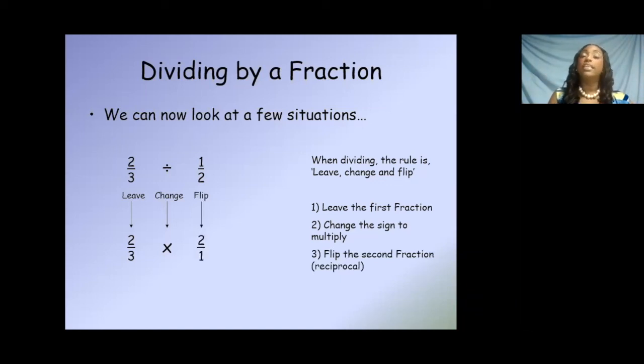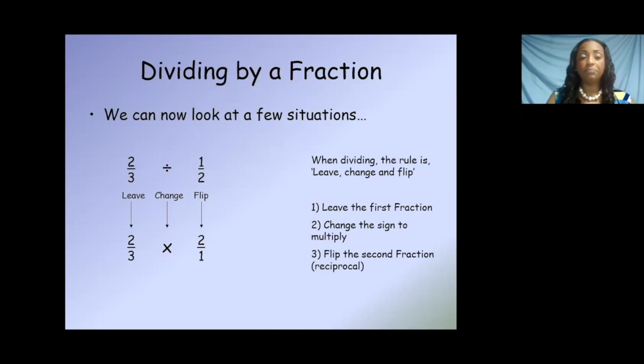So again, you want to leave, change, flip. I want you to use prior knowledge here. Remember when we multiplied fractions? What did we do? Good job. You want to multiply the numerators or the tops, and you want to multiply the denominators, the bottom. Okay, so again, you want to multiply the tops, and then you want to multiply the bottoms.